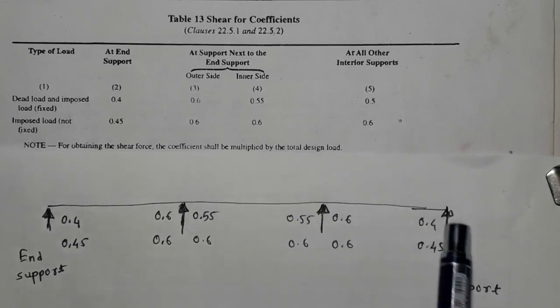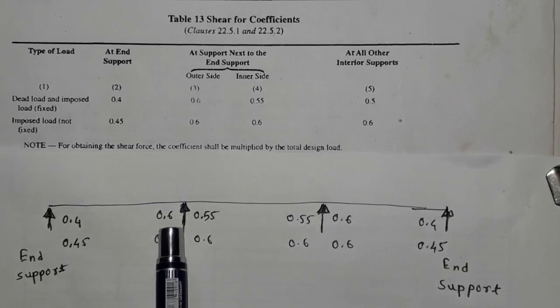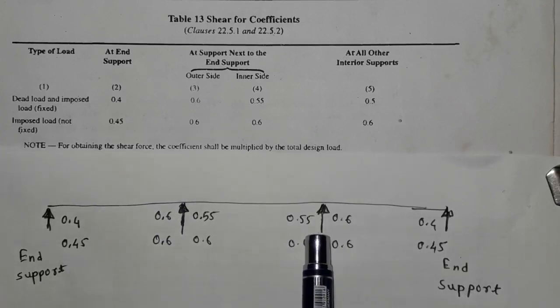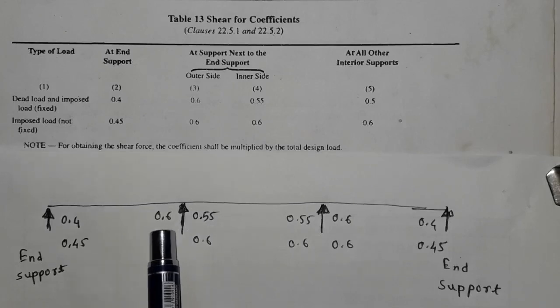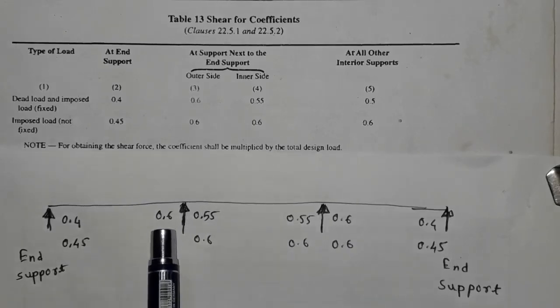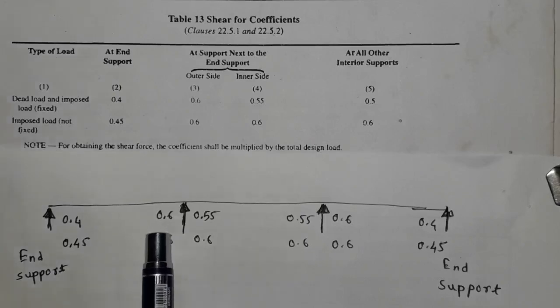If we compare all these coefficients, we can see that coefficients for this side and coefficients for this side, which are actually the outer sides of the support next to the end support, these coefficients are more, as such the shear force will be more, and that is why the option number 3, that is the shear force on the outer side of the support next to the end support, will have the maximum values.